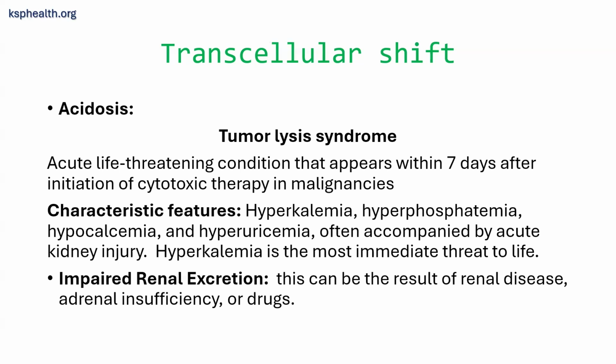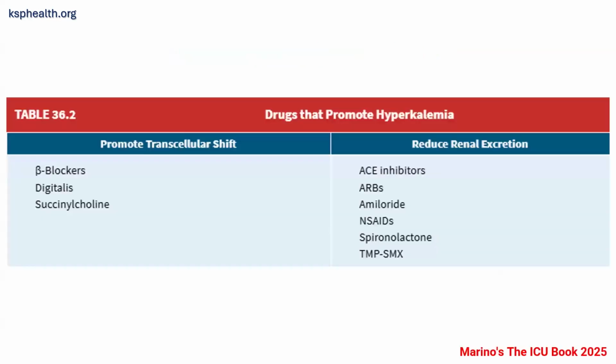When there is impaired renal excretion, again, because most of the potassium is excreted via the kidney, that can cause hyperkalemia. Also seen in patients with adrenal insufficiency because of the aldosterone effect, and drugs, again, affect the potassium excretion.